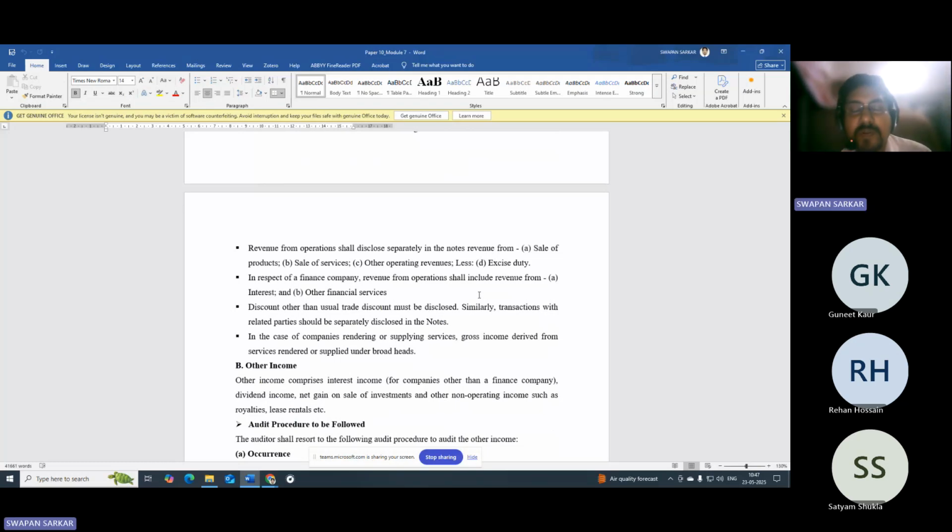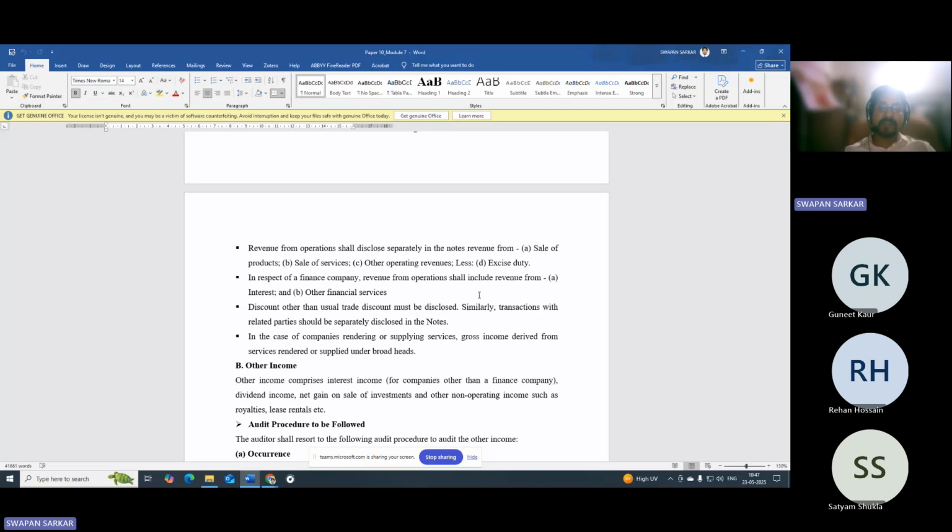Then, in case of a finance company, revenue from operations shall include revenue from interest and other financial services. Discount other than usual trade discount must be disclosed. Similarly, transactions with related parties should be separately disclosed in the notes. In case of a company rendering or supplying services, gross income derived from services rendered or supplied under broad heads has to be mentioned.